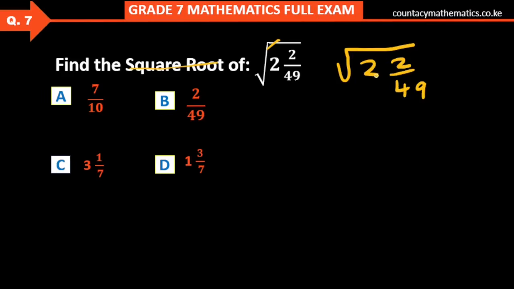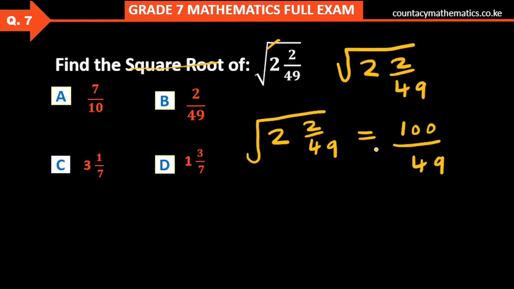You see, it is quite hard for us to find the square root of this number when it is like this. So you should convert it into an improper fraction. How we do that is we multiply 49 by 2. That gives us 98. And then we add 2. That is going to give us 100. So you'll notice that 2 over 49 is equivalent to 100 over 49. Since we had a square root here, we should have a square root there as well.